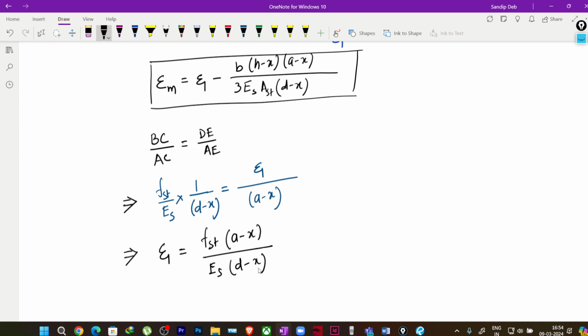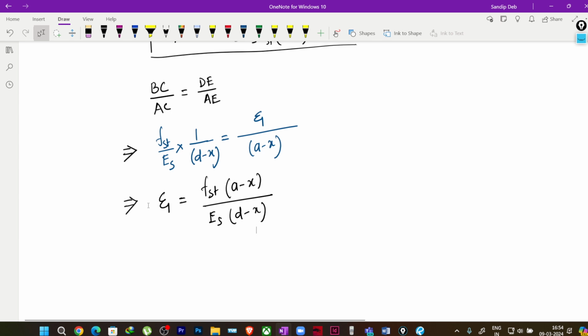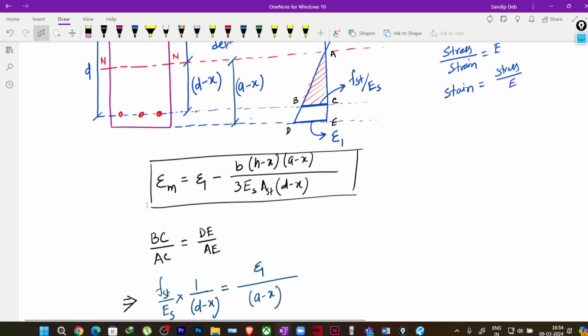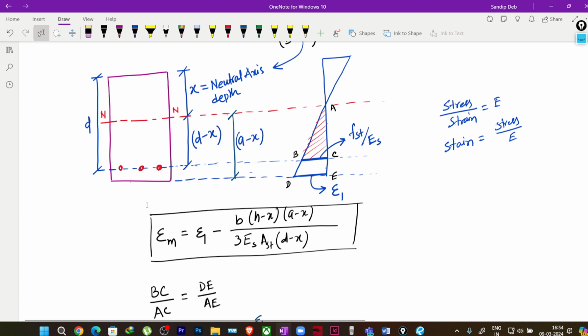Okay, so this epsilon 1, what is this? This epsilon 1, what is said? It is the tensile strain at the desired face of concrete, right? Desired face of concrete. Now we are calculating the crack width at a distance a from the compression phase, correct? So that's why we got this a minus x.